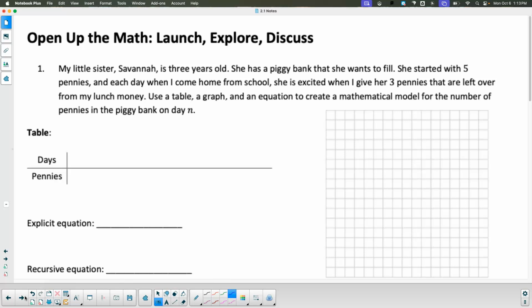She has a piggy bank that she wants to fill. She started with 5 pennies. And each day when I come home from school, she's excited when I give her 3 pennies that are left over from my lunch money.